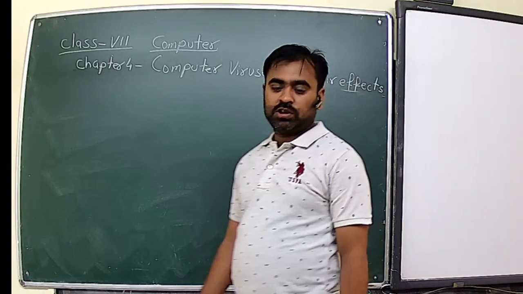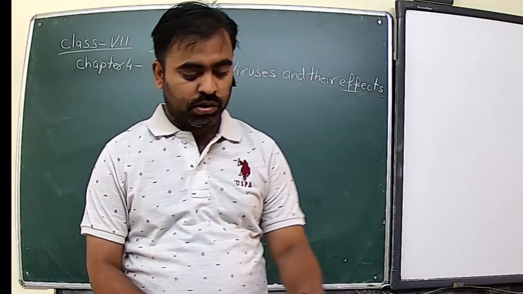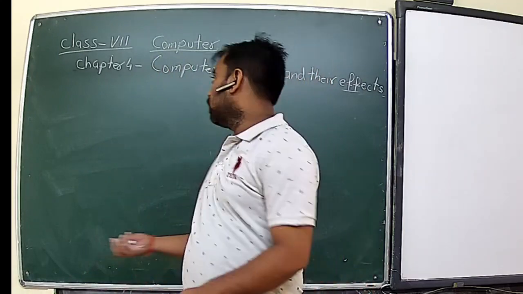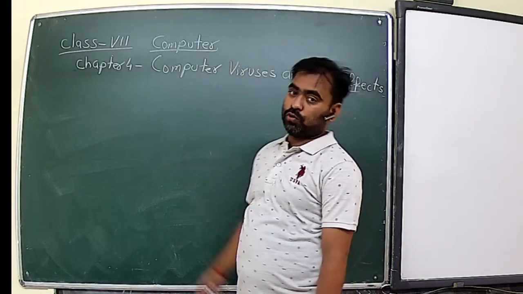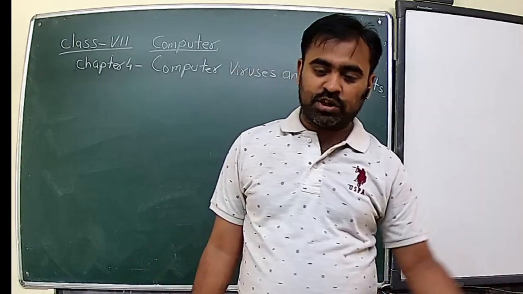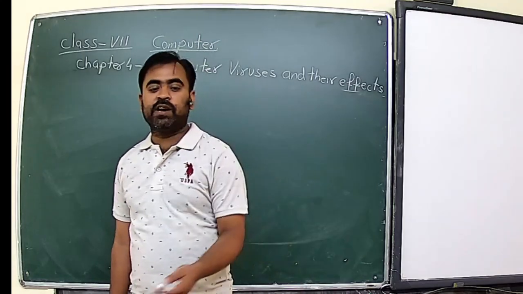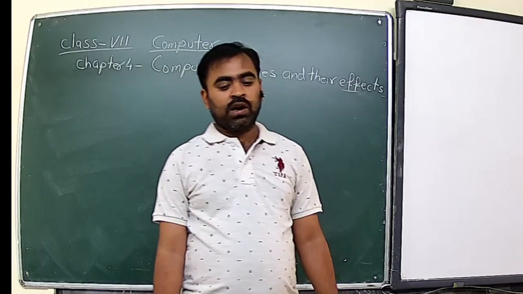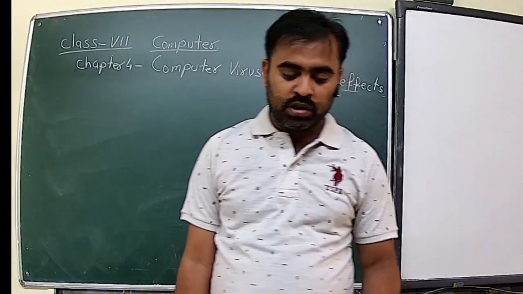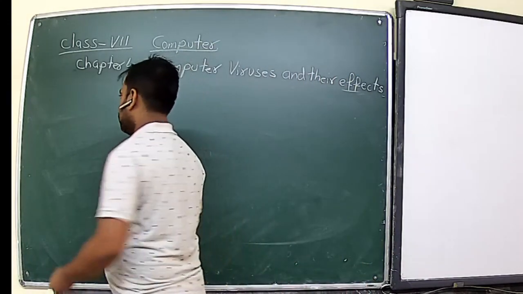Okay, good morning students. Today we are back with our new session, that is the second session for class 7 computer science chapter 4, computer viruses and their effects. In the last session we discussed what computer viruses are and the different types of virus. Now today we will start our session with the first topic, the forms of virus effects.